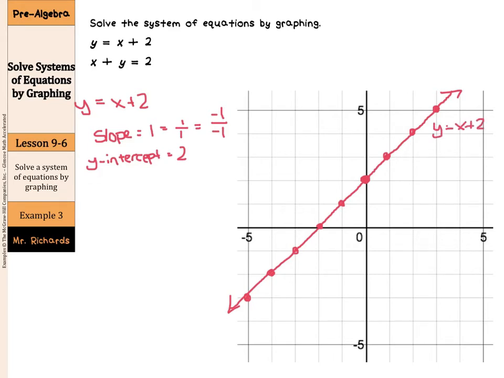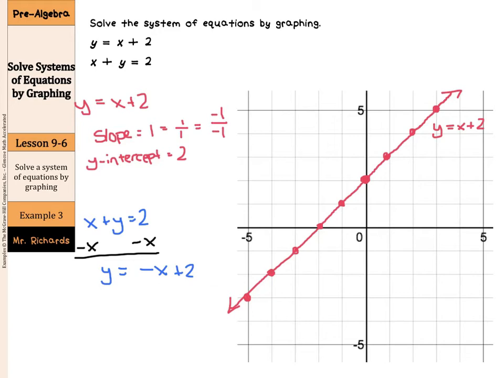Now the challenge in this question comes in our x plus y equals 2. We want to write this in slope-intercept form. We want to write this so our y is alone. So in a way, we're solving for y. How do we get the y alone? We need to move this x. And if we subtract this x on both sides, what we're left with is y equals negative x plus 2.